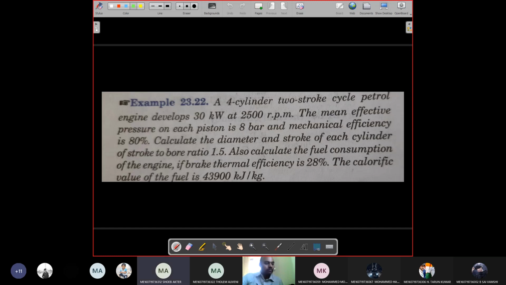Any doubt, please ask me. Fuel consumption is specific fuel consumption. Yes, specific fuel consumption. Fuel consumption means the mass of fuel required per hour in order to generate 1 kilowatt power, in kg per kilowatt hour.